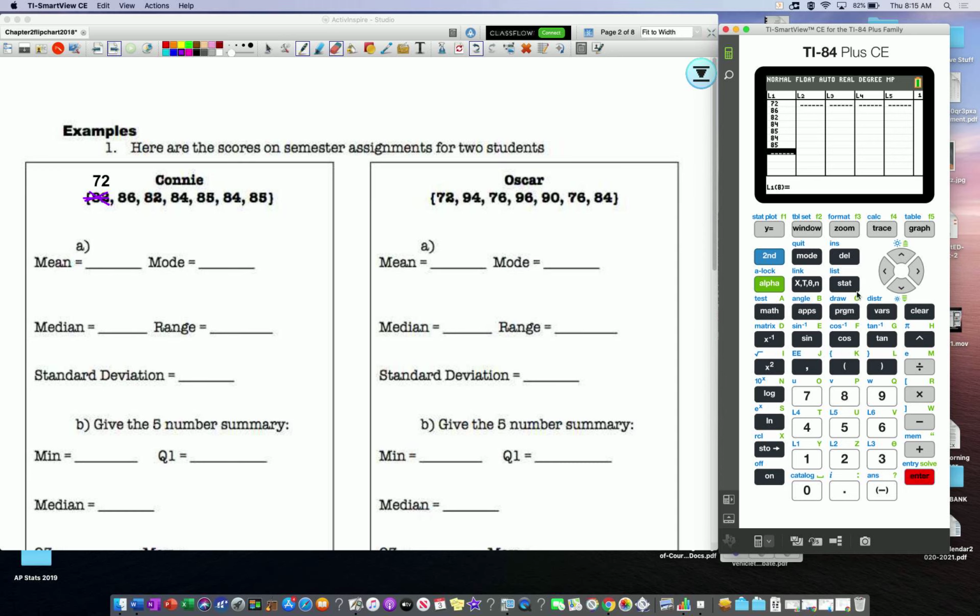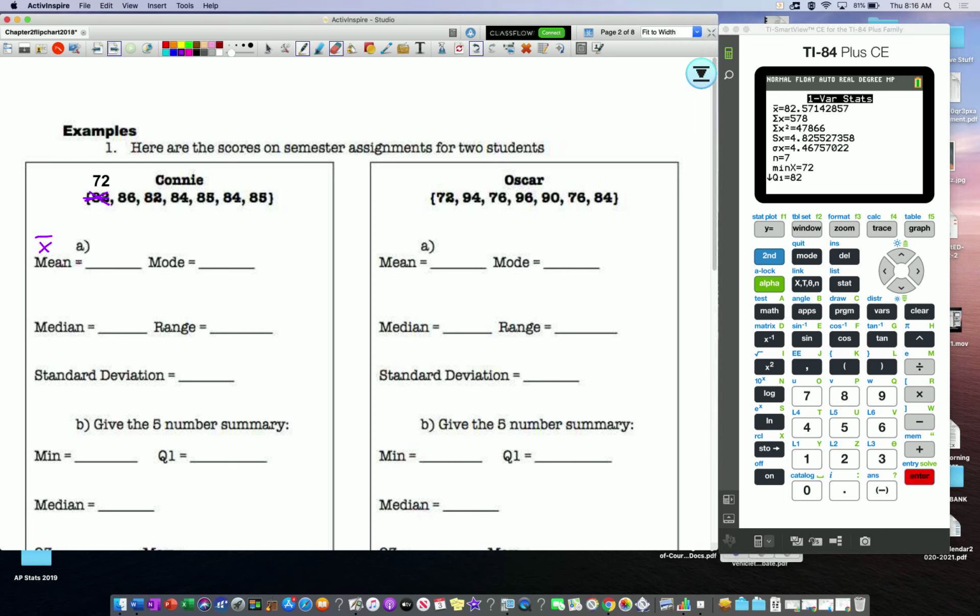Now I'm going to go right away to stat, use the right arrow, one variable statistics. It's already set on list 1, and I'm going to calculate. So remember, mean is the x bar value. I look at my calculator: 82.571. Mode, unfortunately, is not done on the calculator. If I look here, I have two 84s and two 85s. So I have two modes, 84 and 85.